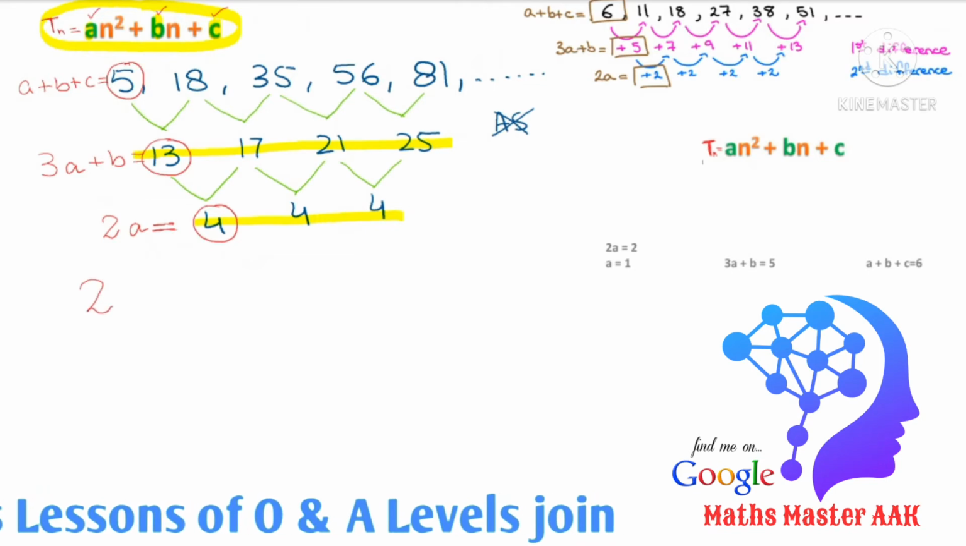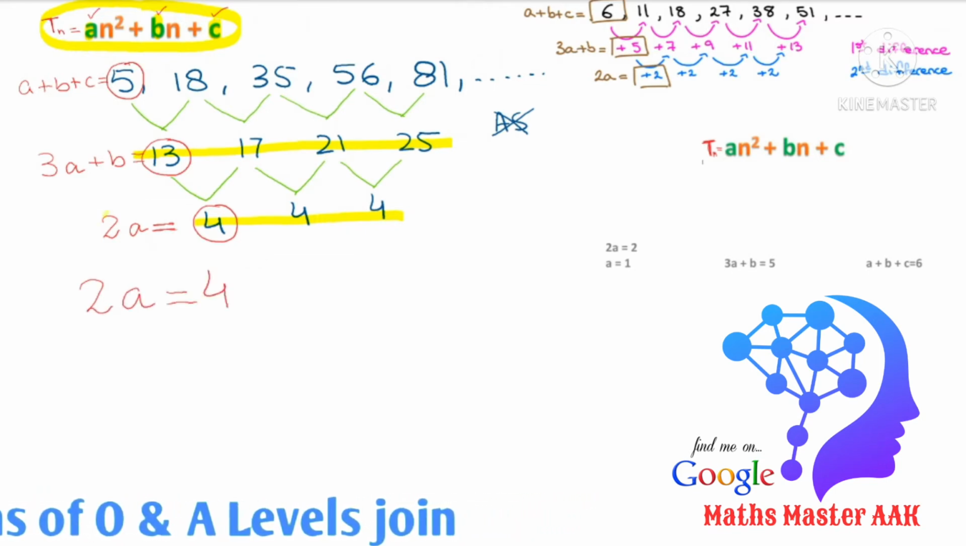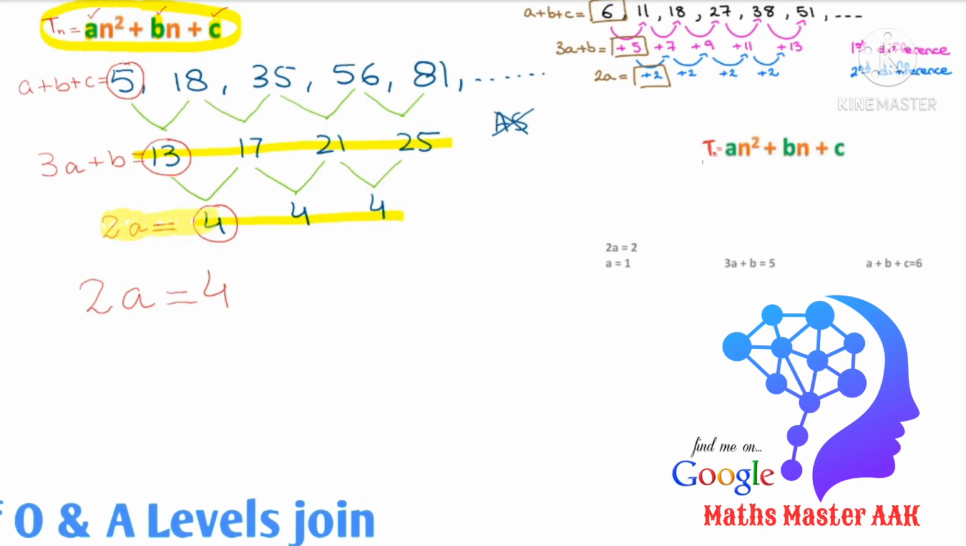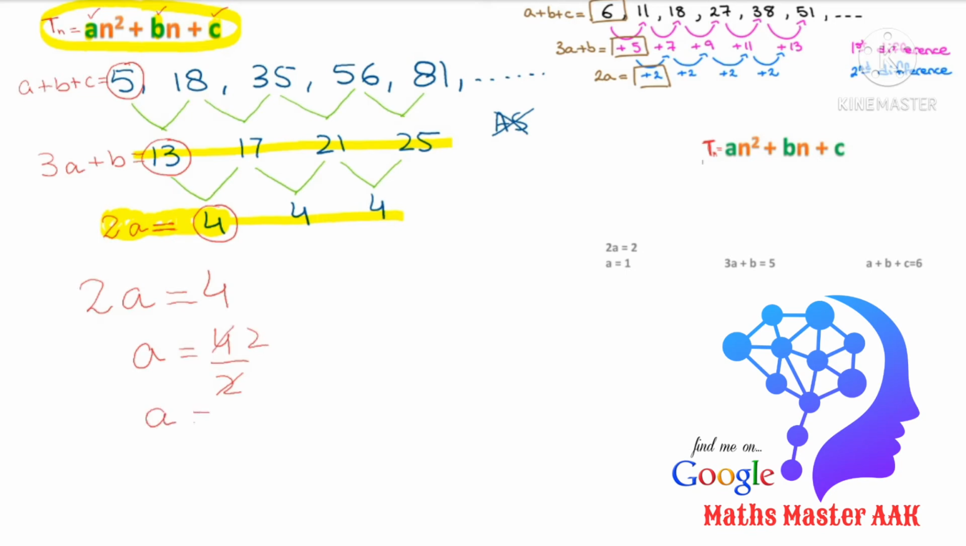This one is 2A is equal to 4. I am talking about this one. 2A is equal to 4. So let's solve 2A is equal to 4. It means A is equal to 4 upon 2, 2 1 times 2, 2 2 times 4. So A is equal to 2. हमें A की वैल्यू मिल गई. The value of A is 2.